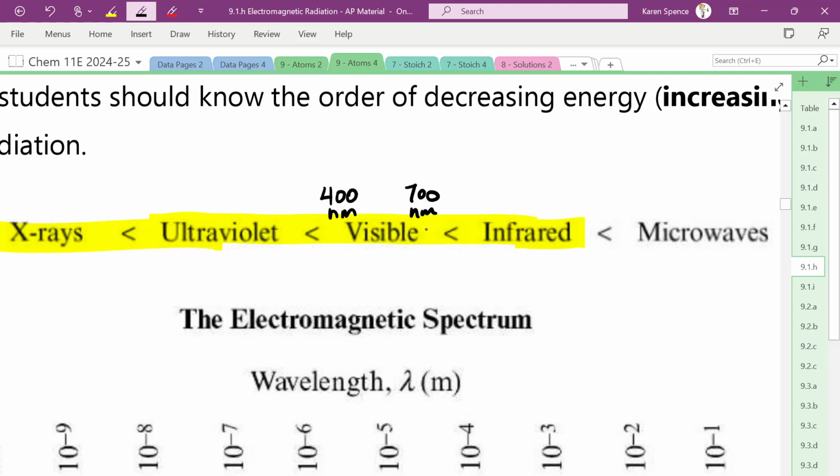Visible is from 400 to 700 nanometers. I would know those, not that they're going to test you on it, but it's just kind of nice to have in the back of your head so you don't have to think about it too hard, okay?